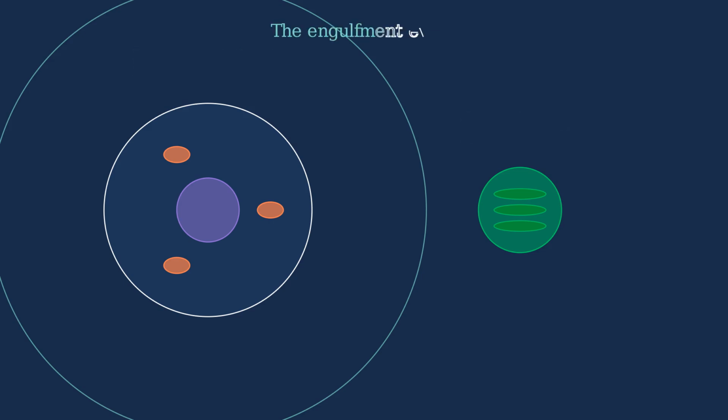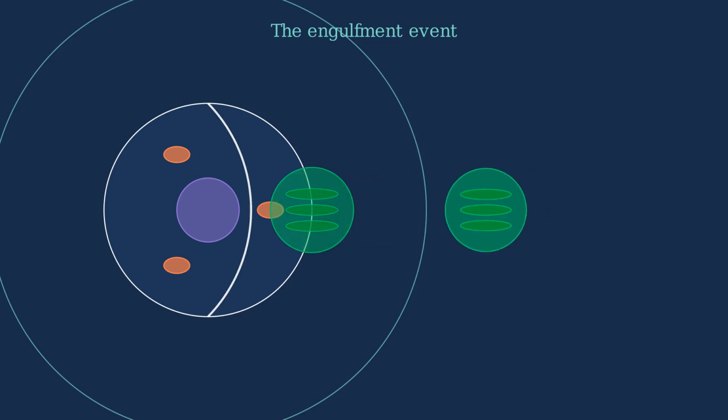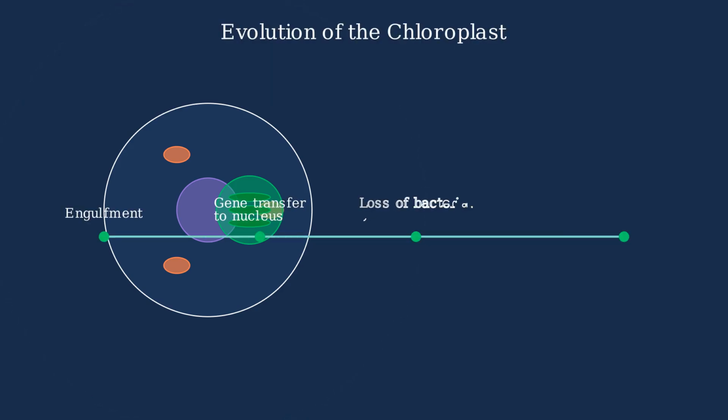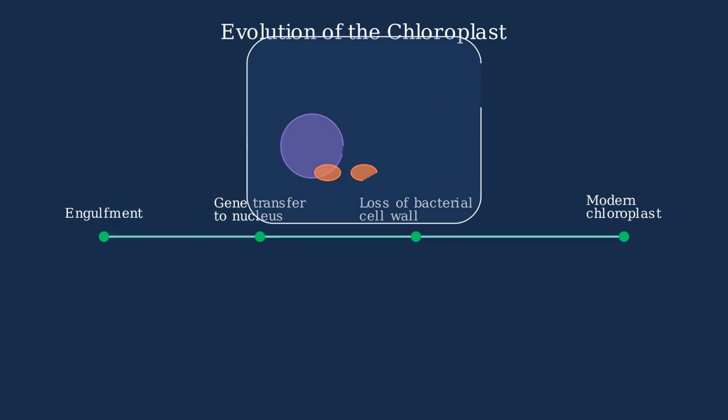Around 1.5 billion years ago, the eukaryotic cell engulfed the cyanobacterium, but instead of digesting it, established a symbiotic relationship. Over hundreds of millions of years, this relationship evolved as the cyanobacterium gradually lost its independence. The engulfed cyanobacterium gradually transformed into the chloroplast we see in modern plant cells. It retained its photosynthetic ability, but lost many genes and functions.